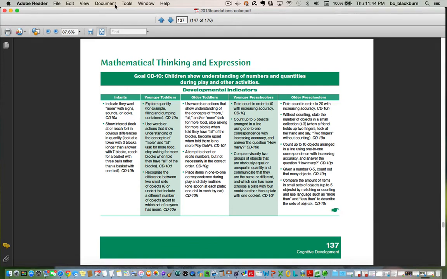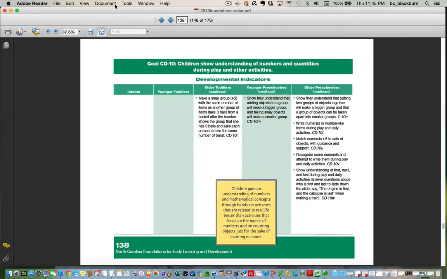So there's several pages here where you'll find the developmental indicators for the specific goals for the subdomain mathematical thinking and expression. Now I know some of you are not comfortable with math. However, children need to see the enthusiasm from you in this area, and this is one of my favorite areas. Children love to develop the concept and skills that are foundational for mathematical knowledge. The yellow box on page 138 emphasizes that children develop understanding of mathematical concepts through hands-on activities that are related to real life rather than the names and numbers and counting for the sake of counting. So this may help to ease some of your tension about math.